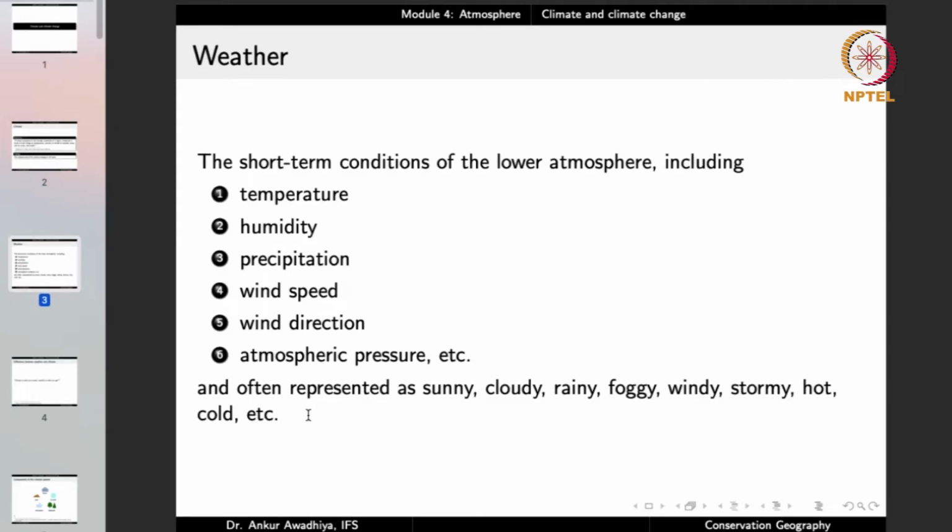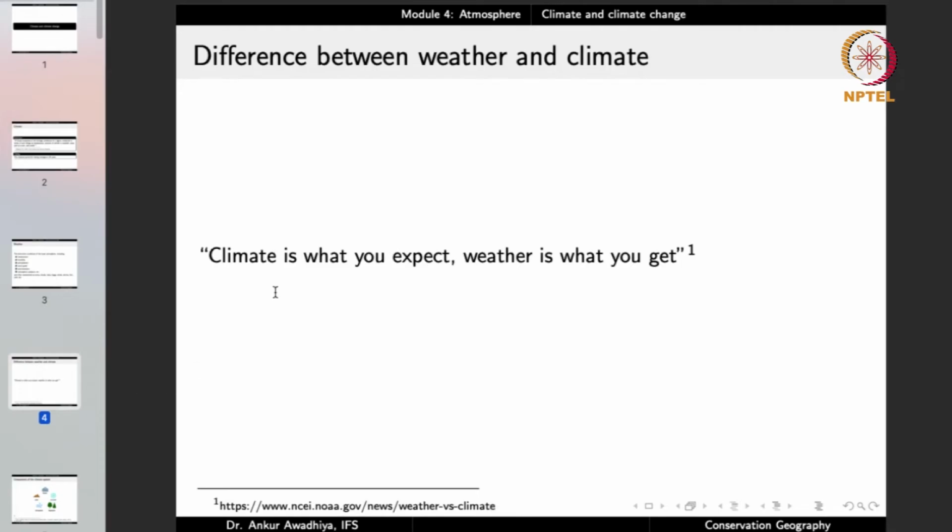So essentially we can say that climate is what you expect and weather is what you get. So you will expect that a place in North India in the month of December, you'll get a cold climate. But when you actually go to that place, it is possible that you get a rainy weather, or probably you get a sunny weather or a windy weather, because on that particular day at that particular time, when we talk about weather, we are talking about the conditions that are prevalent at that point of time.